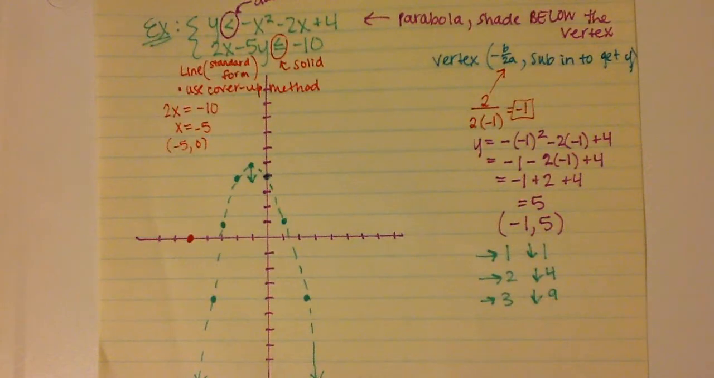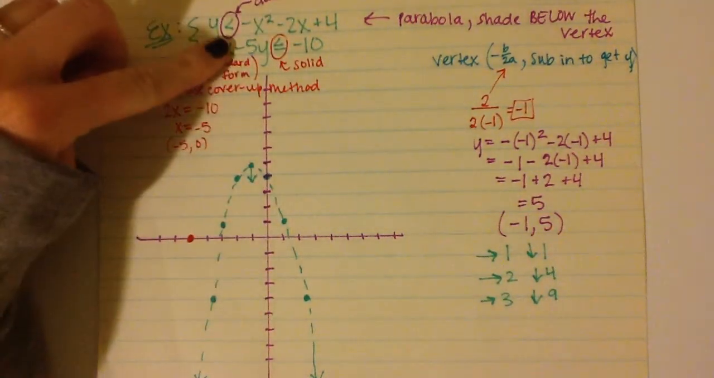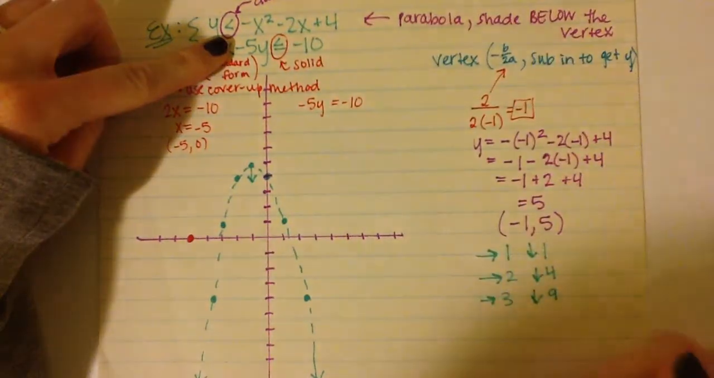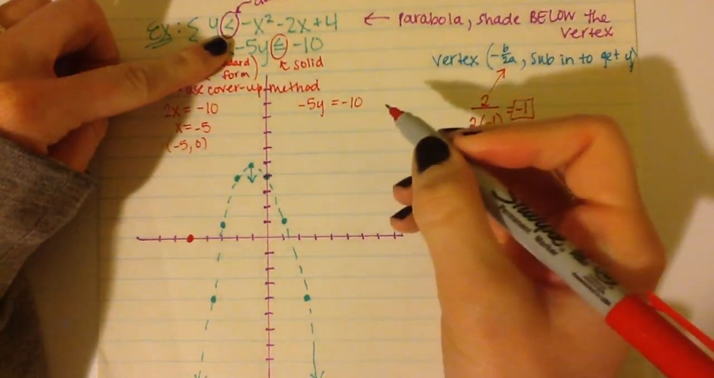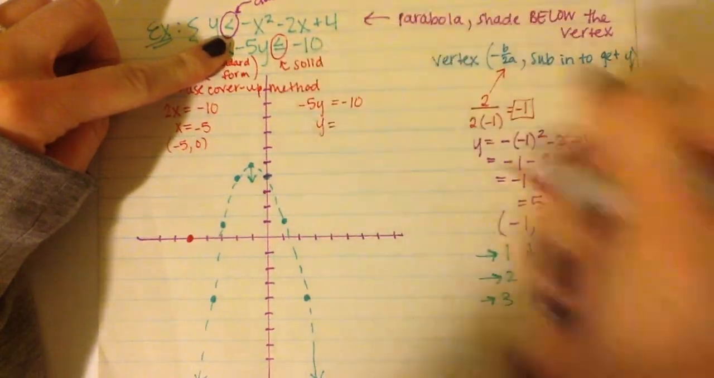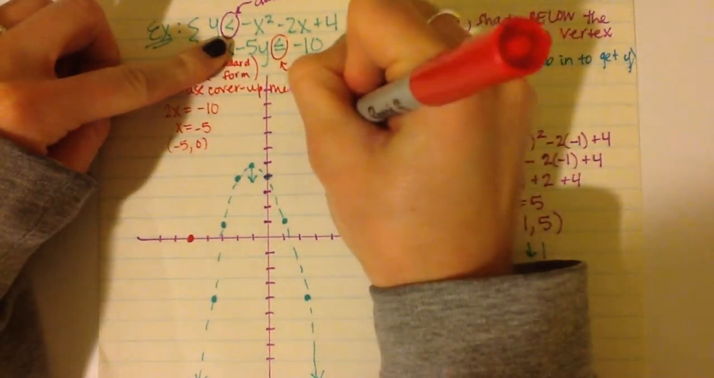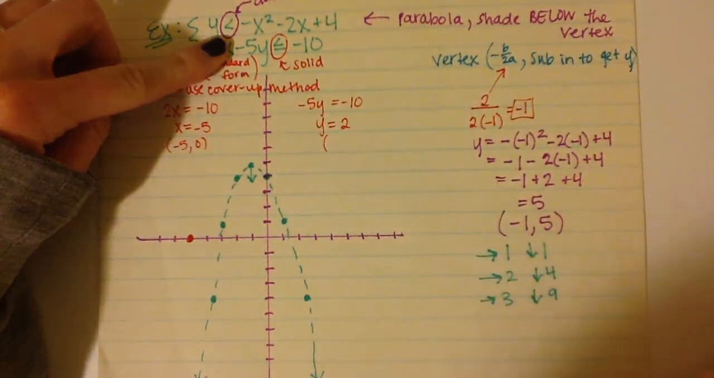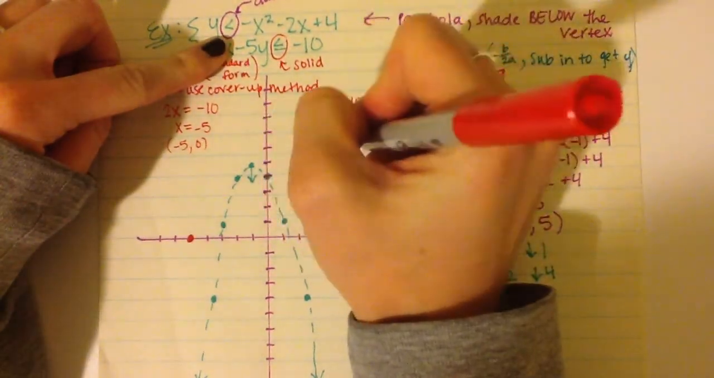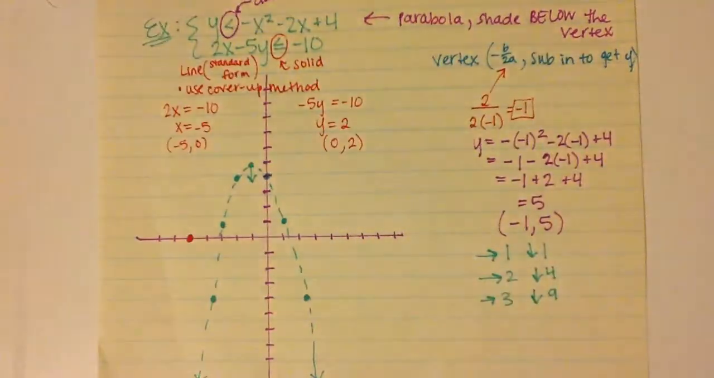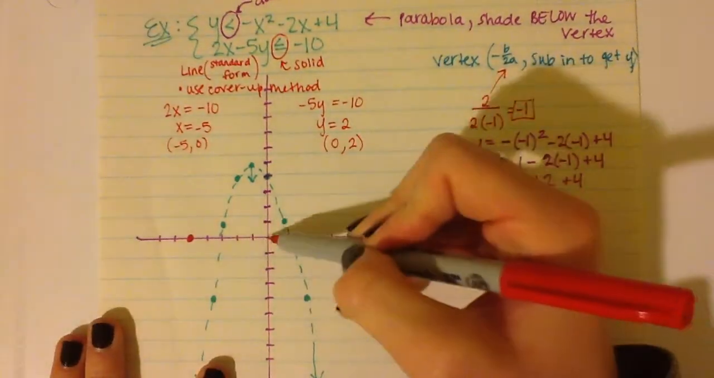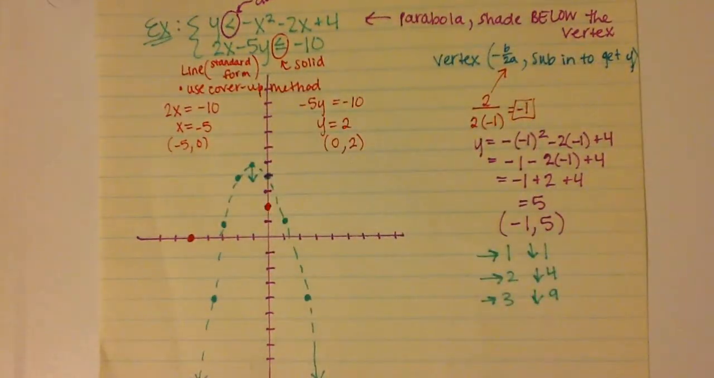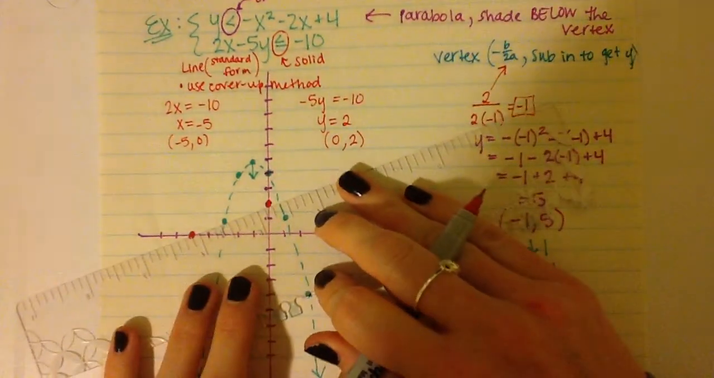Okay, so now let's find our y. So we have to cover up our x. So we have negative 5y equals negative 10. Divide both sides by negative 5. Negative 10 divided by negative 5 is positive 2. So our point, since we covered up the x, our x would be 0, and our y would be 2. So we're going left and right 0, but we're going up 2. And we said it was going to be a solid line.